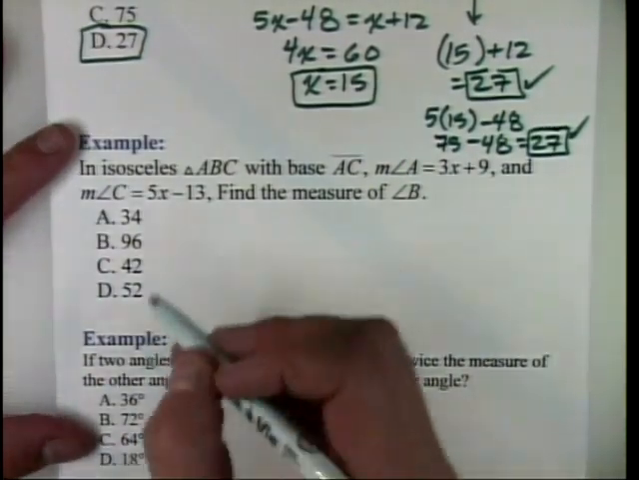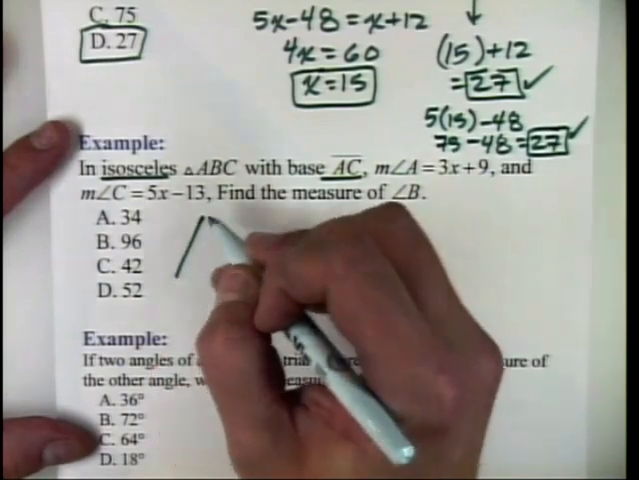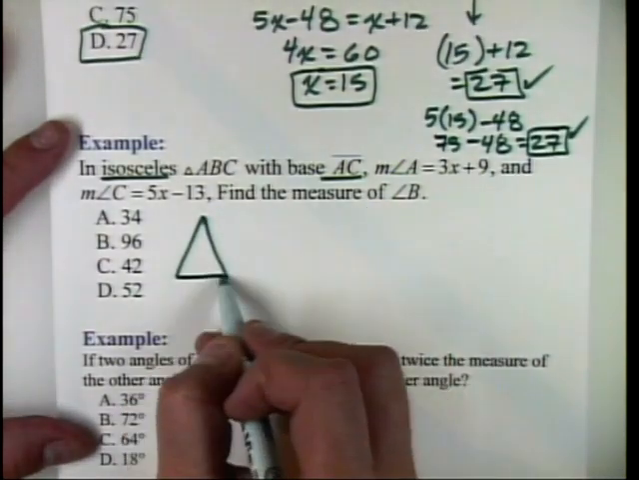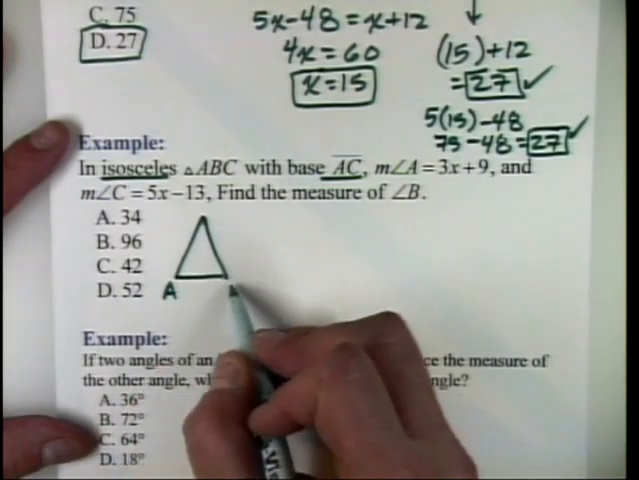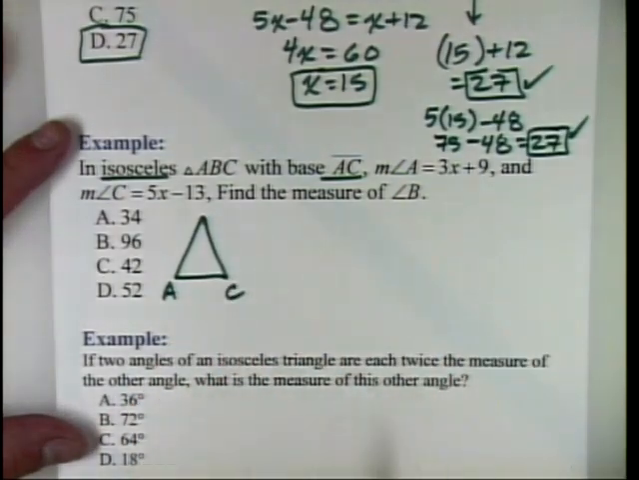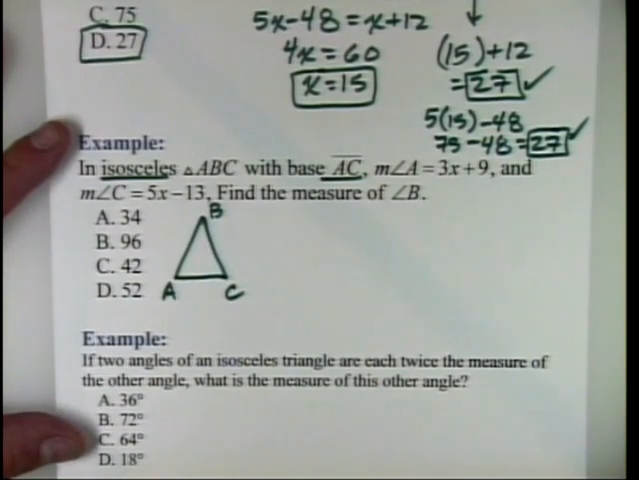Once again, we're not given a diagram, so I know it's an isosceles triangle with the base of AC. So if I'm going to have a choice, I'm going to draw my base on the bottom. I'm free to put it anywhere I want. I'm going to call that point A, this point C, and since it's triangle ABC, the top, which must be the vertex angle, has to be angle B.